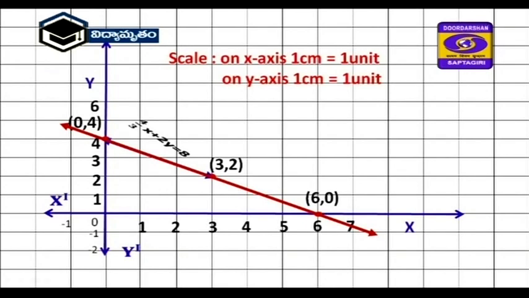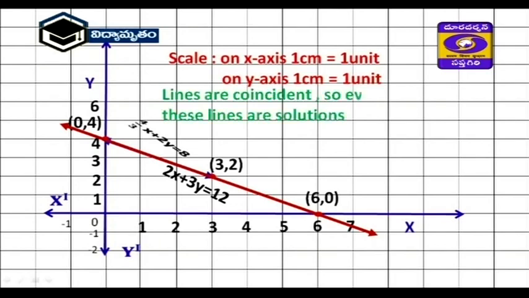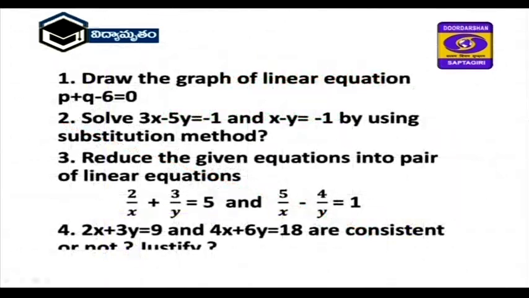So if you think about these coincident lines, there are so many solutions, because all the points on these lines are the solutions of this type of equations. Those are coincident lines. For example, 6, 0, 3, 2, 0, 4 are all the solutions of these equations. So we can say that coincident lines have so many solutions.